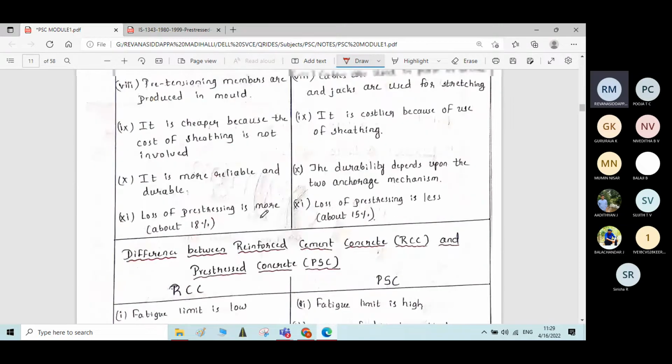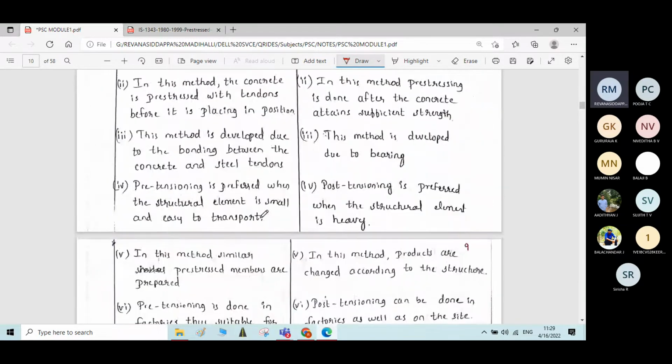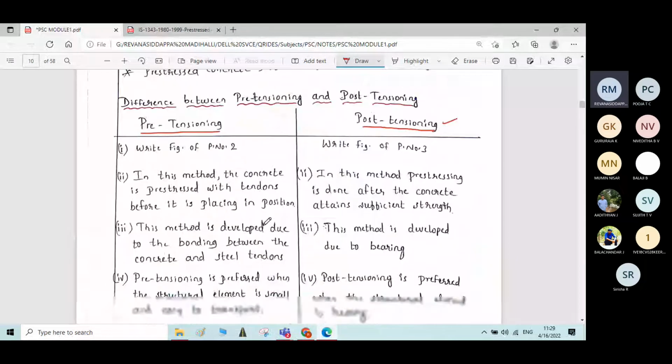These are all very common points. There are no more technical aspects in this. You can write in general. Correct?